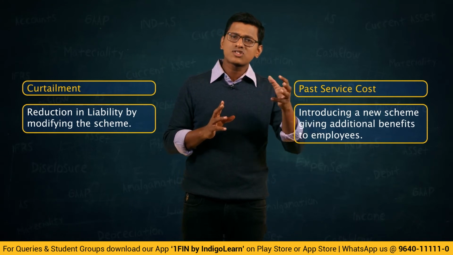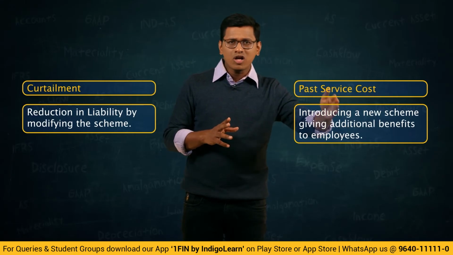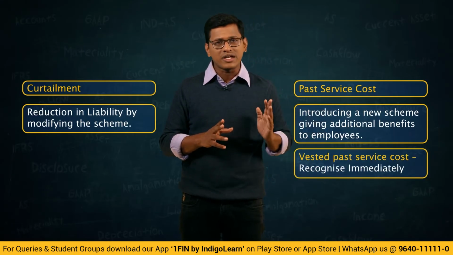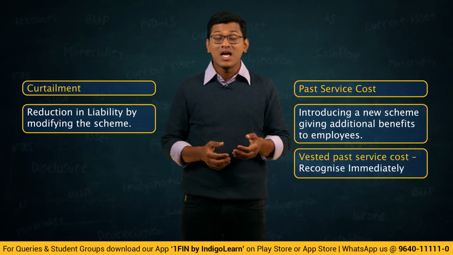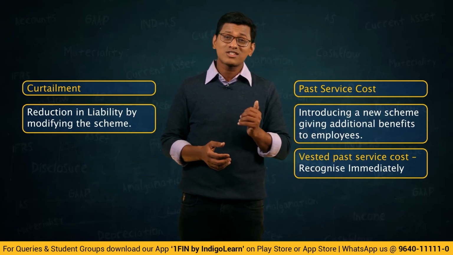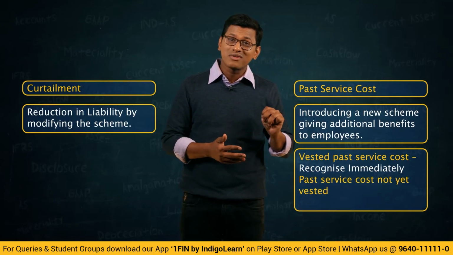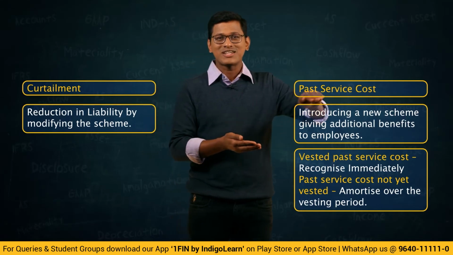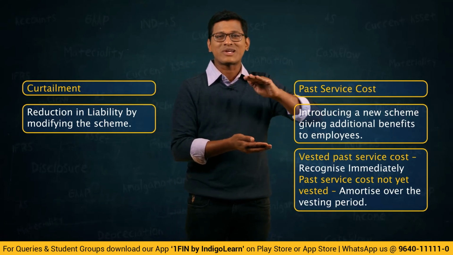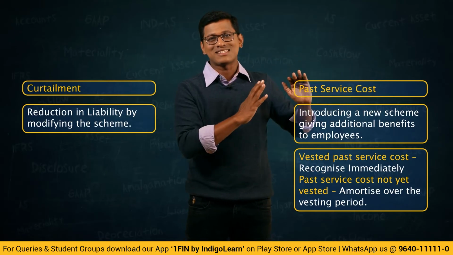Now, friends, with respect to past service cost, two other points you have to remember are, if the past service cost is vested on or before the end of the current accounting period, what should you do? The entire past service cost will go into P&L. But sometimes this past service cost will not be vested right away. Maybe it is going to vest over 3 years. Then what should you do? That entire past service cost you have to amortize over that period on an equal straight line basis. So you have to charge it off over that period on a straight line basis.